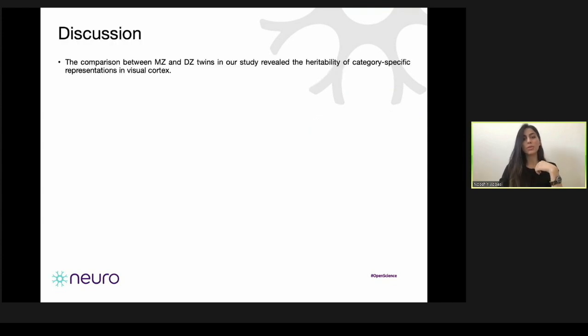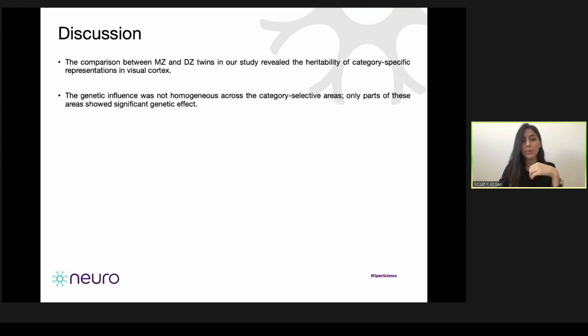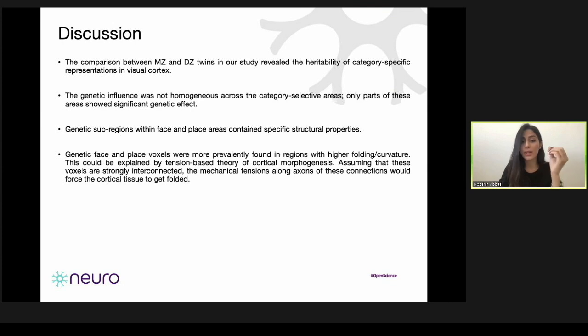So finally, to conclude, the comparison between MZ and DZ twins in this study revealed the heritability of category selective areas in visual cortex. This genetic influence was not homogeneous across these areas, and only part of these areas showed significant genetic effect. These genetic subregions within face and place areas contain specific structural properties, such as genetic face and place voxels were more prevalently found in regions with higher cortical folding, which can be explained by a tension-based theory of cortical morphogenesis, assuming that these voxels are strongly interconnected.